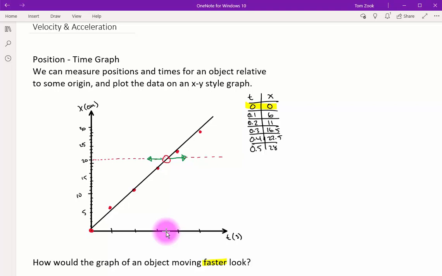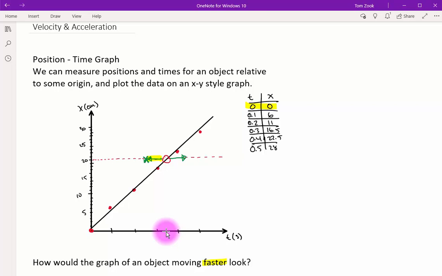Now, hopefully you would say that it would take less time to go the same distance. If we hold one variable constant, the position, then we can take a look at the time as a variable. Would it be greater or less for a faster object? And it should be less. We should take less time to go the same distance if we're moving quicker. So that's one way to put some sort of hypothetical data point. I'll put a green X there, maybe that's where the object would go.